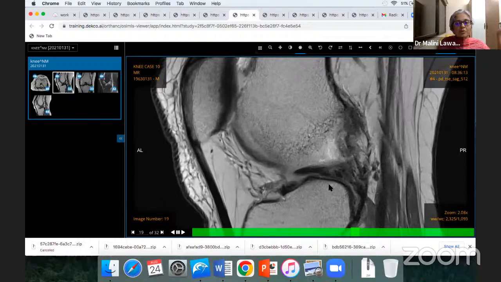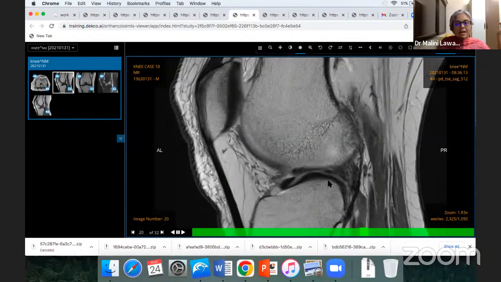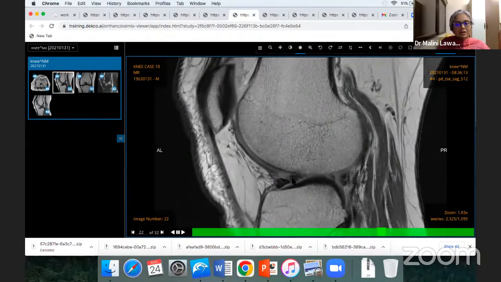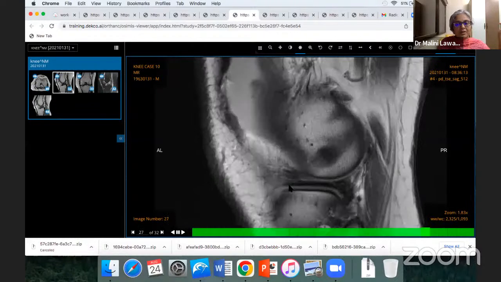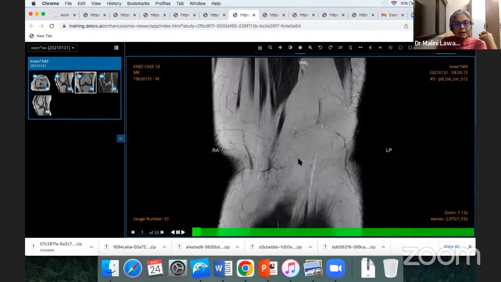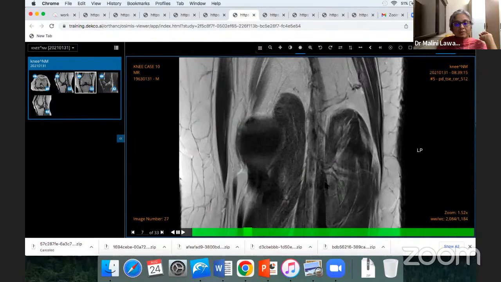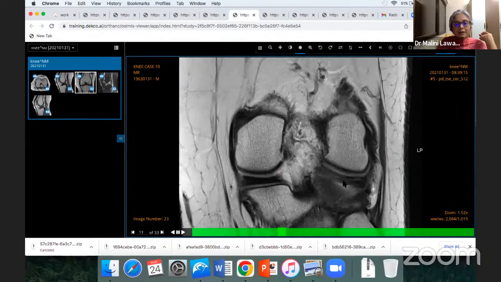As we come here, we start seeing hypointensity, which we should not normally see. And when we go further, you can see this posterior horn of lateral meniscus is abnormal, and it looks like there are two anterior horns here. We are suspecting a bucket handle tear. I'll want to look at the coronal image before confirming it as one.